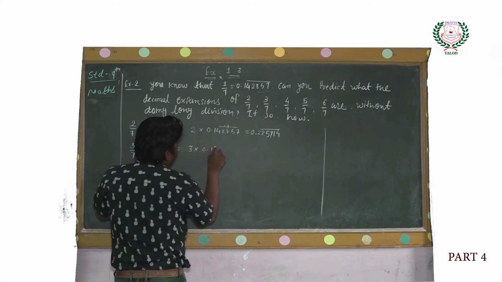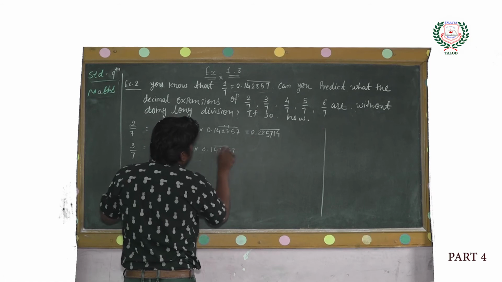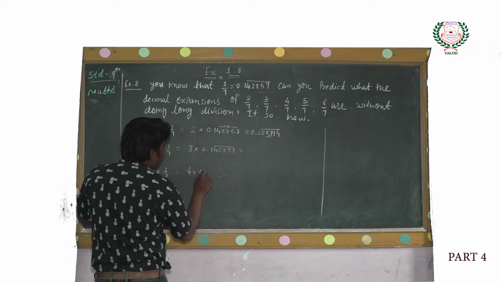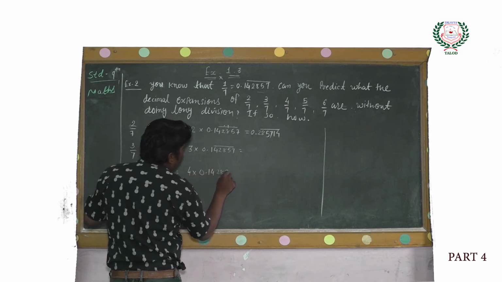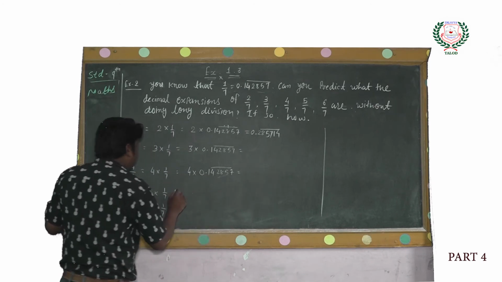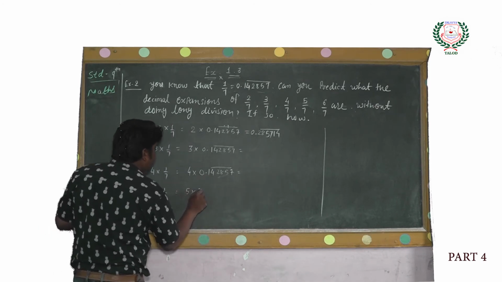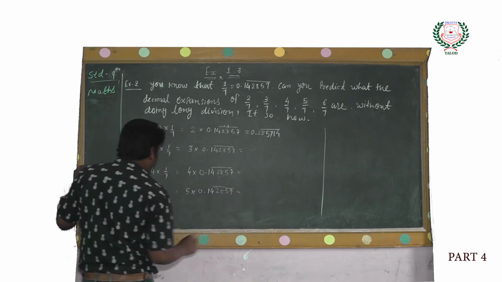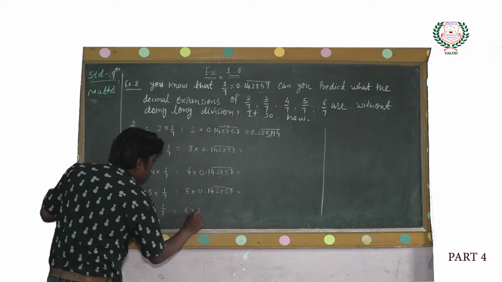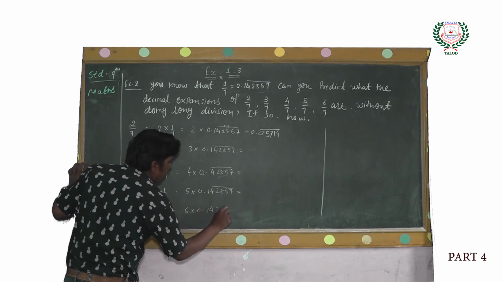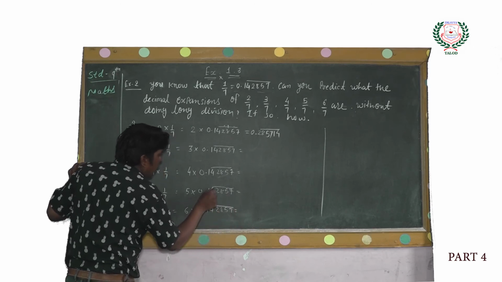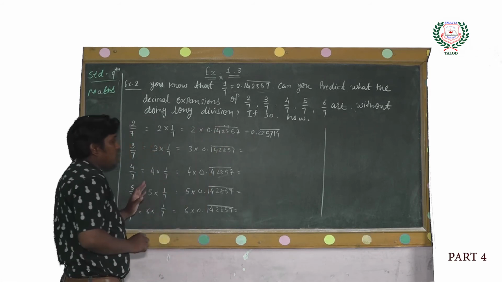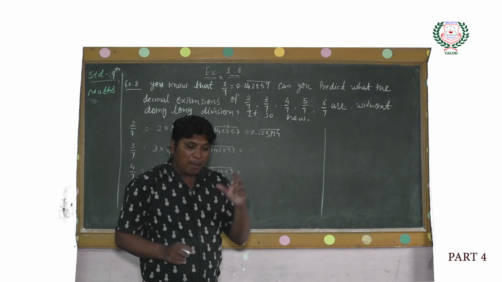So 0.142857 and multiply it. Once again 4. So 4 multiply with 0.142857 and write the answer. Once again 5 is multiplied with 0.142857 and multiply it and write the answer. Like that 6 also you have to multiply 142857. So all one is also repeating. So gap should be clear like that. So you are getting answer by multiplying them.